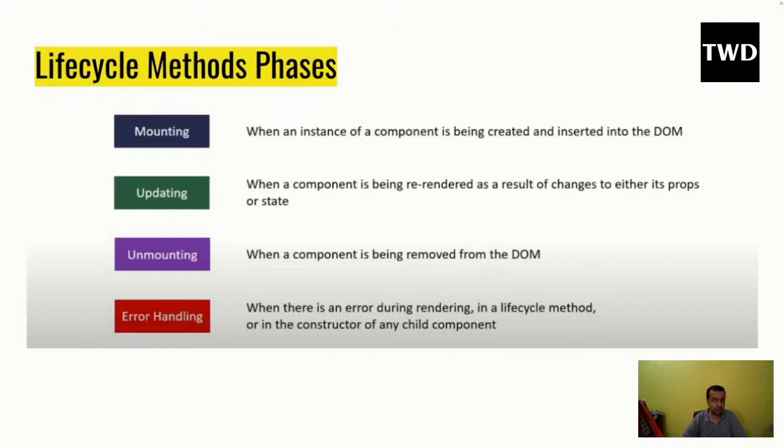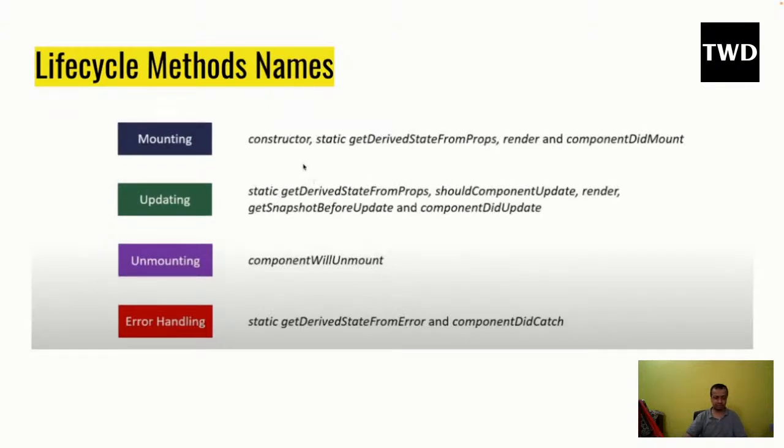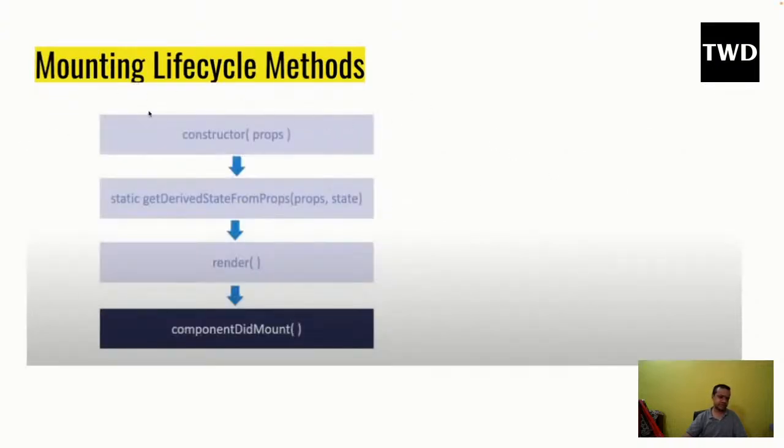Unmounting is something which we will not learn now. We are going to see it again when you learn hooks, but unmounting is also very important. Error handling is something which nowadays we don't look at that much in React. This is an old kind of slide. And in mounting, the constructor is there, static getDerivedStateFromProps is there, render and componentDidMount are there, and then for updating we also have these methods, and we're going to see them. componentWillUnmount is there.